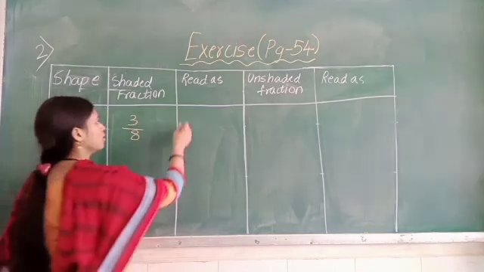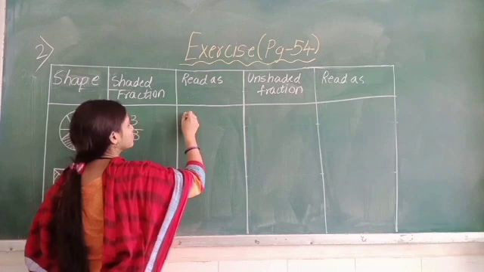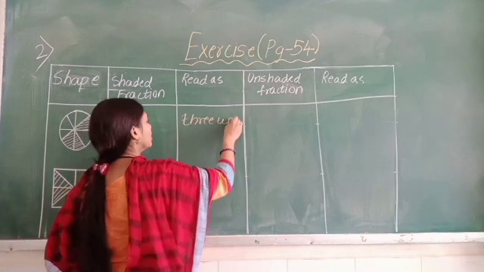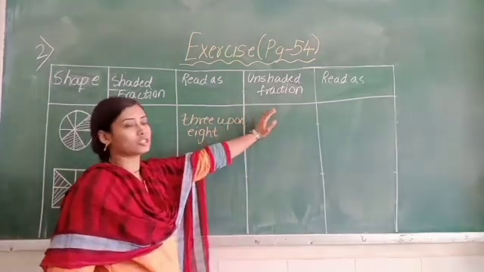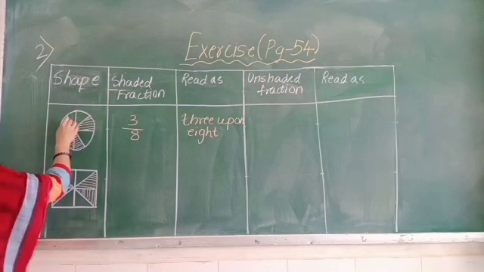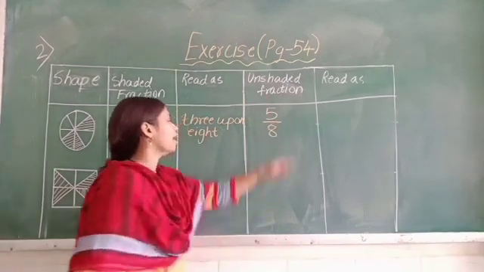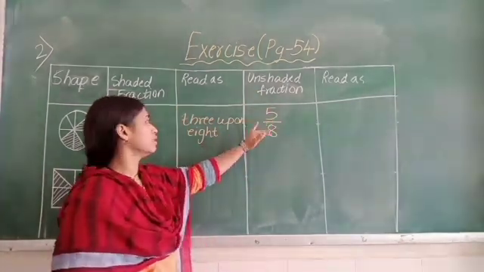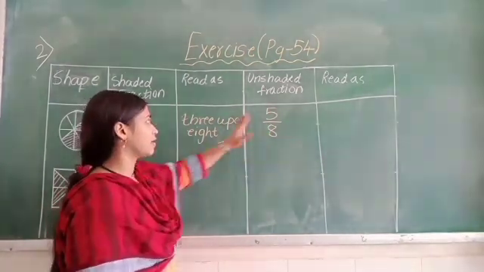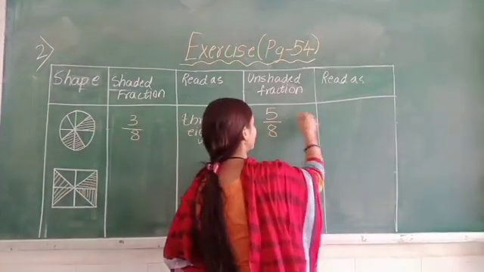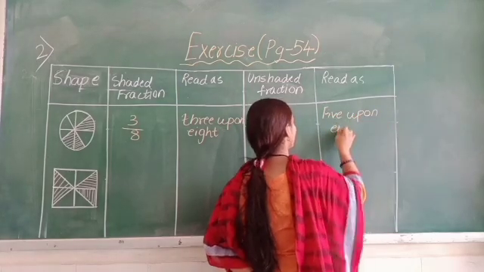So here we will write, how do we read this fraction? It is read as 3 upon 8. And how many are the unshaded parts? Unshaded parts: 1, 2, 3, 4, 5. So here we will write 5 upon 8. Unshaded fraction. How many parts are unshaded? That is 5 parts are unshaded and total parts are how many? 8. 3 were shaded and 5 are unshaded. So how will we read this fraction? We will read this as 5 upon 8.